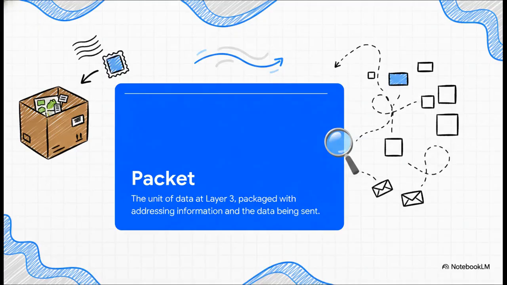So, you've got the address. Now, how does the data actually use it? Well, it gets bundled up. At Layer 3, we call this bundle of data a packet. And the absolute best way to think about this is like a package you'd send in the mail. It's a self-contained little box with everything it needs to get from point A to point B.